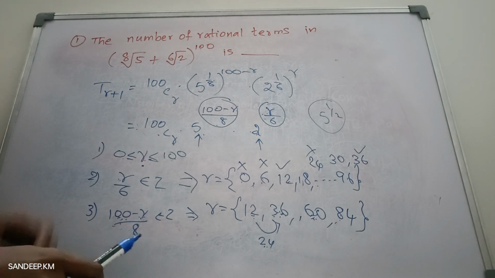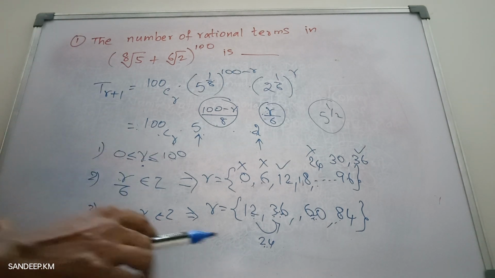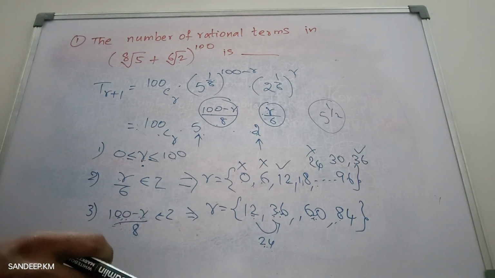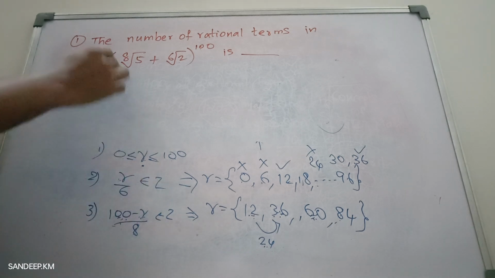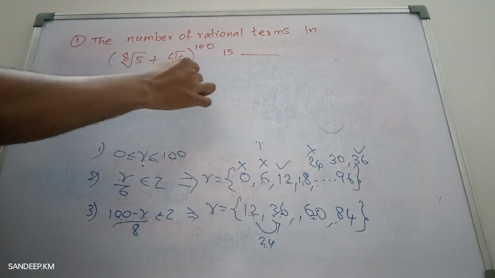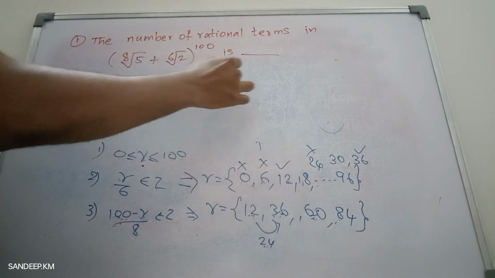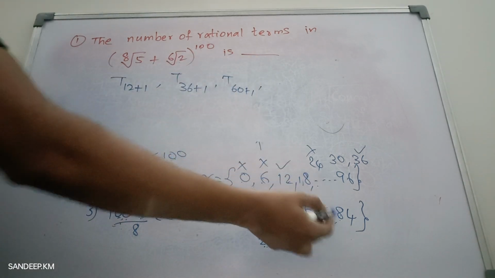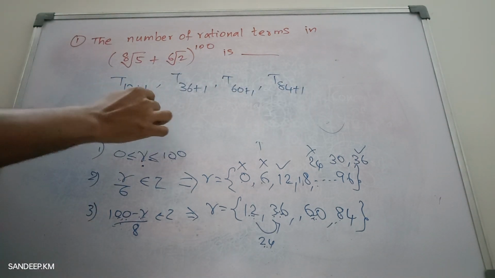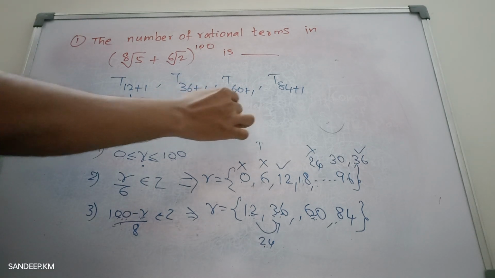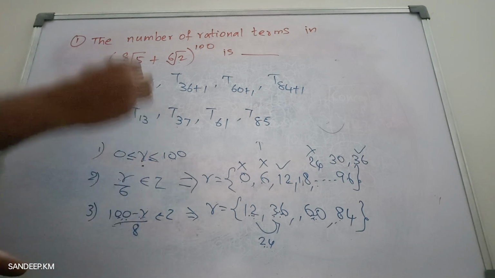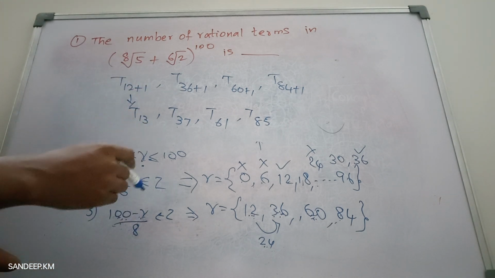So therefore, only 4 values are accepted from 0 to 100. For 4 values of r, we will get 4 terms. Who are the 4 terms? When the r value is 12, we'll get T 12 plus 1. When the r value is 36, we'll get T 36 plus 1. When the r value is 60, we'll get T 60 plus 1. And when the r value is 84, we get T 84 plus 1. Which means the 13th term, the 37th term, the 61st term and the 85th term. Only these 4 terms are rational terms, and particularly in this example they are also integral terms.